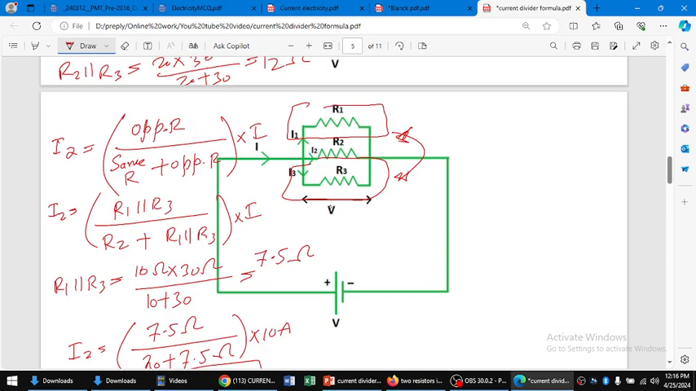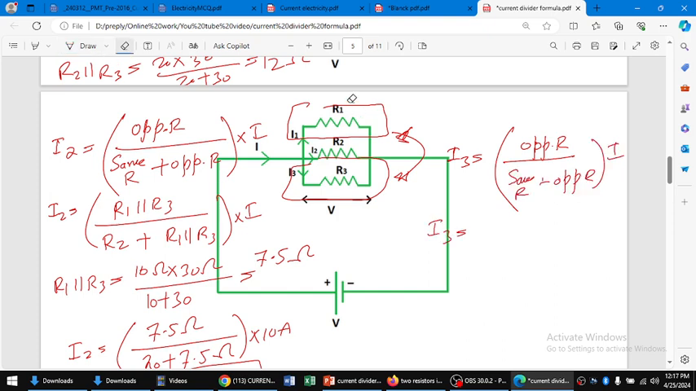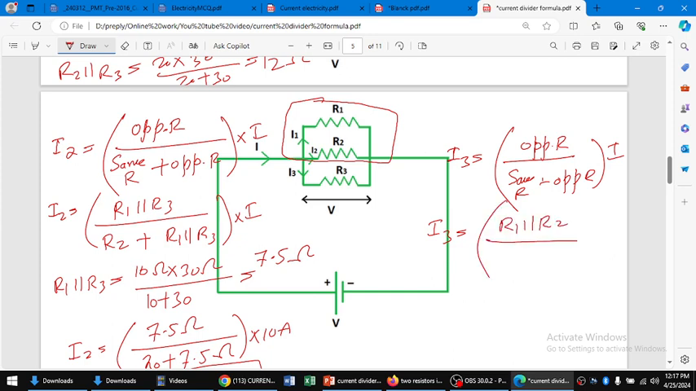And finally we solve for I3. In order to solve for I3, we need the opposite resistance divided by the same resistance in which the current is flowing plus the opposite resistance, and we multiply with the source current I. The opposite branch resistance is simply R1 parallel to R2. We divide by the same resistance, R3, plus R1 parallel to R2, multiplied with the source current I.